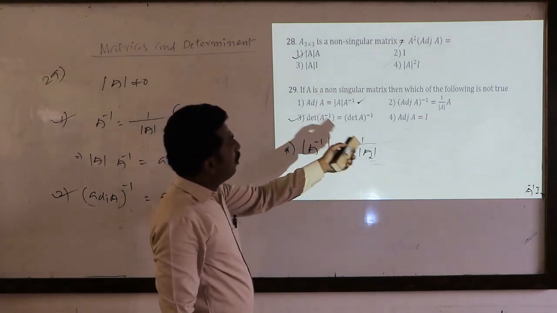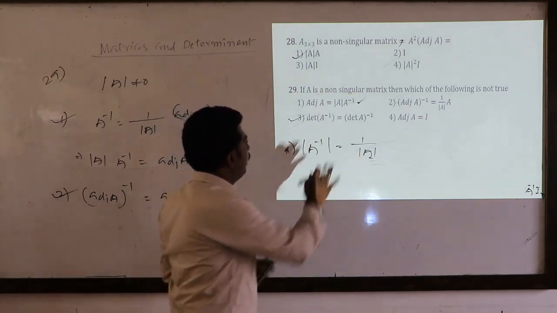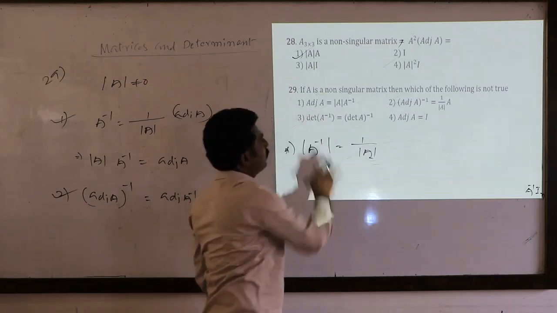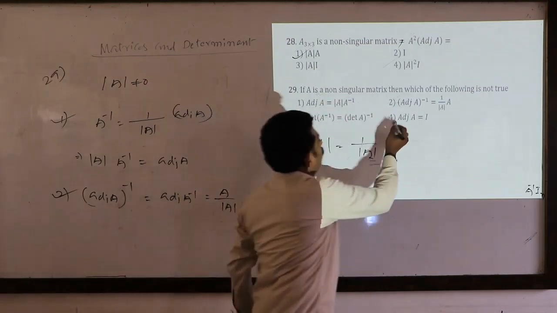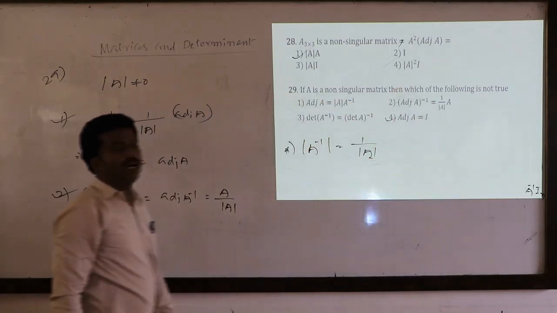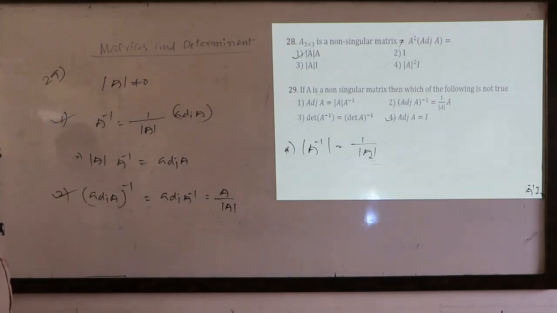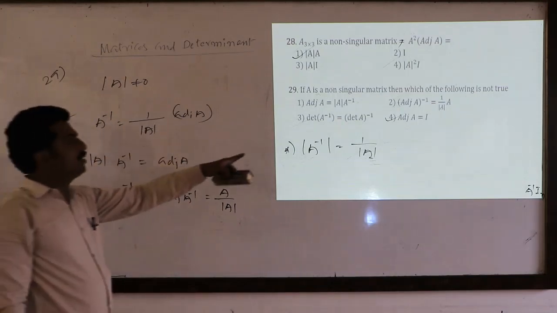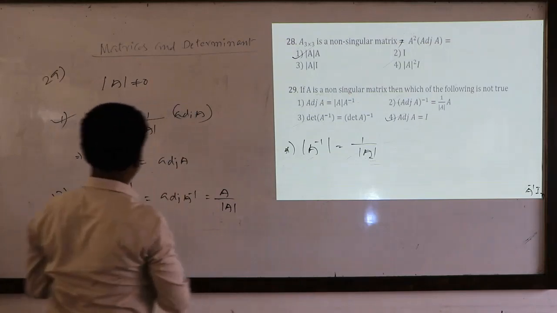So which one is wrong? Adjoint of A cannot be identity. They are asking which one is not true. So adjoint of A cannot be identity matrix. So the correct option is the fourth option.